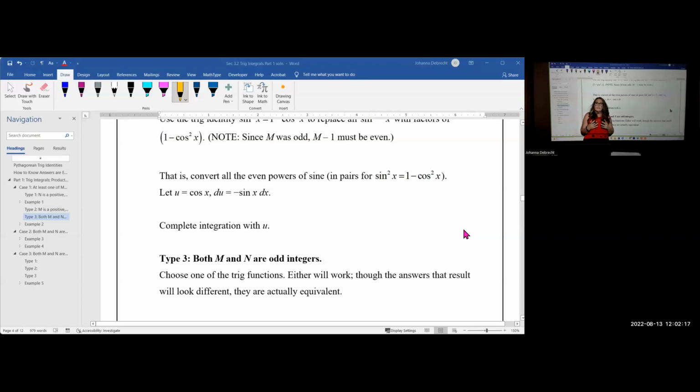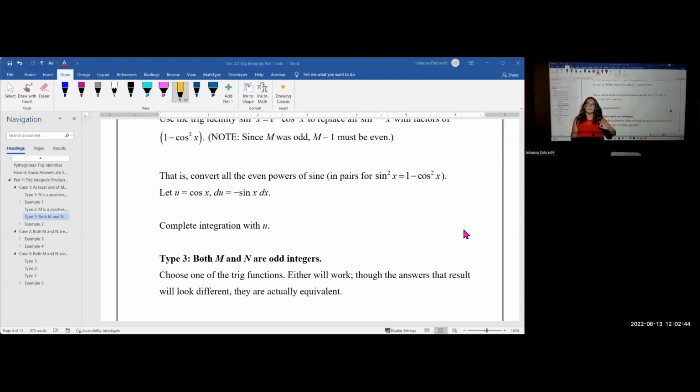Now, we'll use u substitution again, but this time u will be the other trig function, cosine, because we're going to convert all of our even sines into cosines. So cosine will be the main trig function, so it becomes u. Our du will have to have a negative in it because the derivative of cosine is negative sine of x dx. But as long as you're careful with the negative, it should work out okay. And then you complete the integration with u.